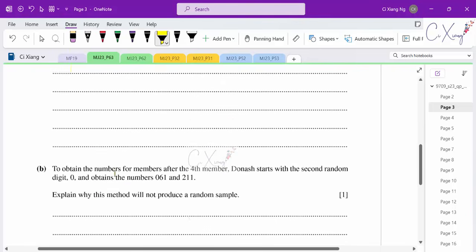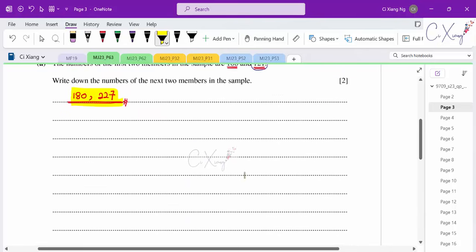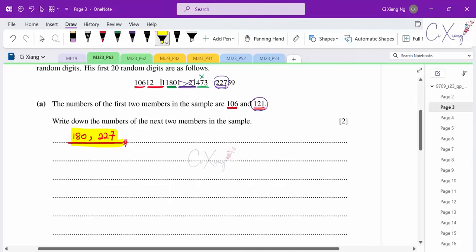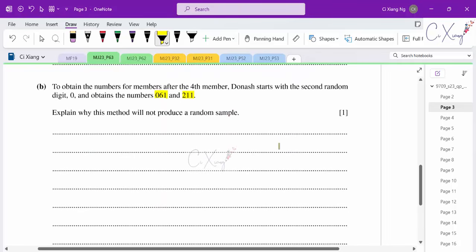And let's have a look at part B. For part B, they said to obtain the numbers for members after the fourth member, Donor starts with the second random digit 0 and obtains the numbers 061 and also 211. So now he repeated using the same set of values again, starting from 0. So the next one will be 061 and then 211 and so on. For this question they are asking to explain why this method will not produce a random sample.